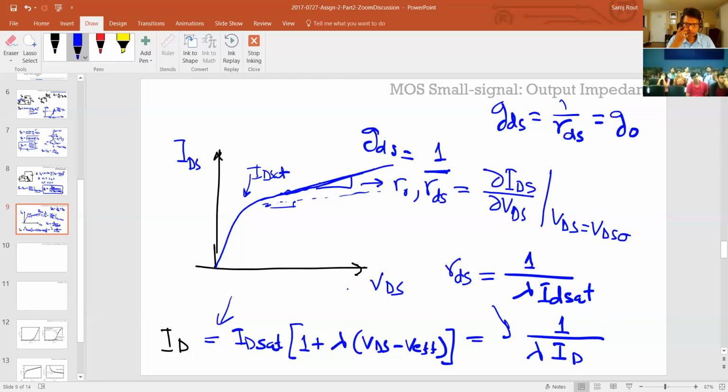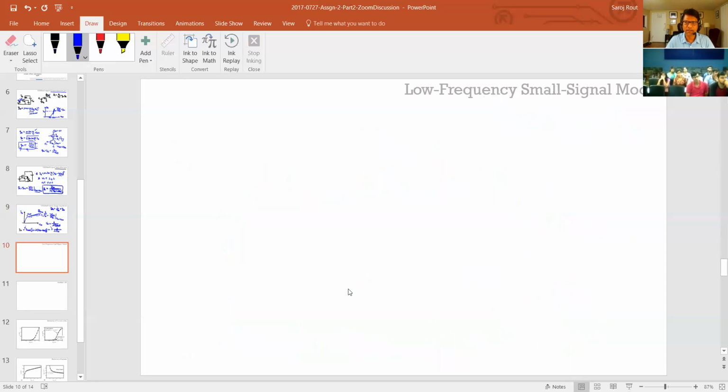Okay. All right, so let's construct the low frequency small signal model.